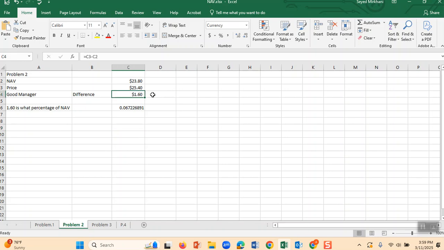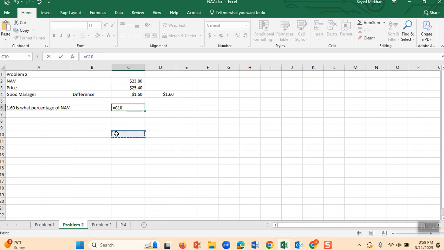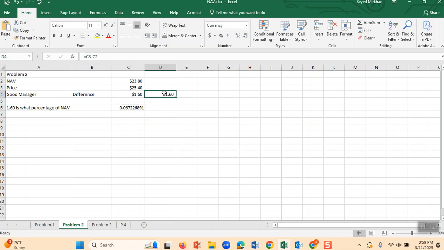Meaning when you come to this box, you put your equal sign, and then you click here, and then click minus, and then click here and click enter. This is the same as this one. Use the formula. Do you see here? It says C4 minus, divided by. Therefore, that is the one you do for problem number 2, and you create this Excel for problem number 2. Problem number 3, similar way.